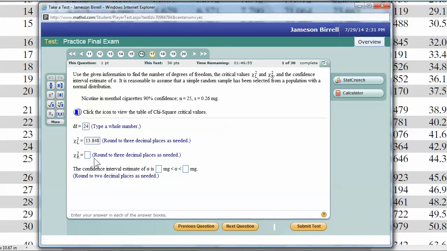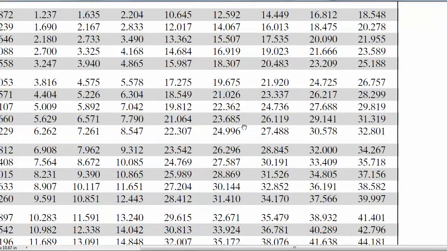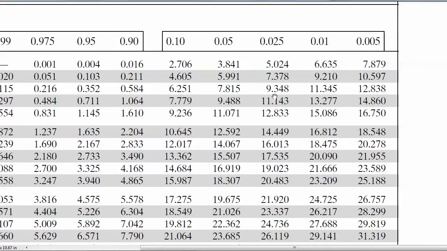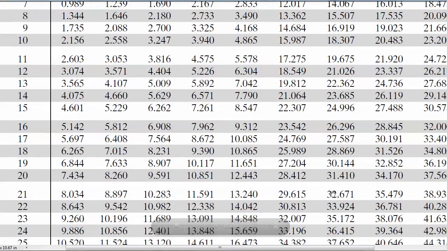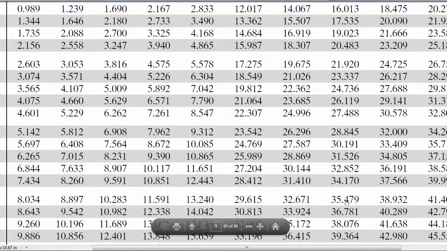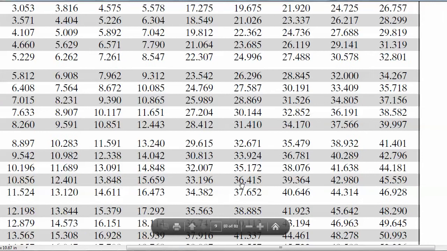Okay, and then for the right, this is going to be just 5%. So it's that complement of alpha over 2. Alpha is 10% because our confidence level is 90, and alpha over 2 is 5%, and so that's going to be right here. I'm going to scroll down to 24, and that should be right there, 36.415.